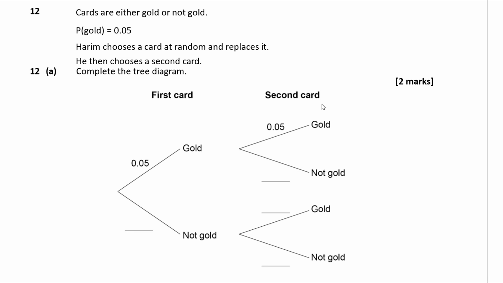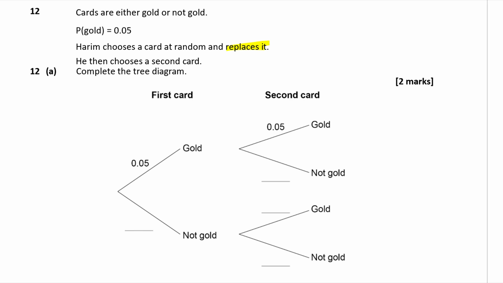Question 12. Cards are either gold or not gold. Probability of gold is 0.05. Harim chooses a card at random and replaces it. He then chooses a second card. Complete the tree diagram. So this is important that he replaces it. That means we've got independent probability, and the chances of picking gold on the second try is exactly the same as on the first try because there's the same number of gold cards in there.